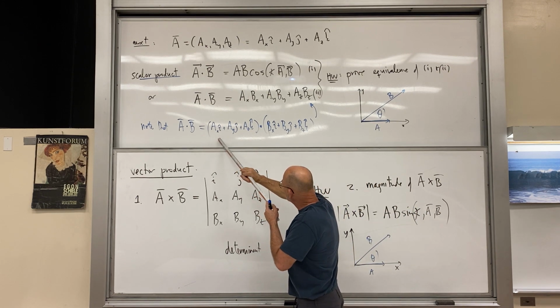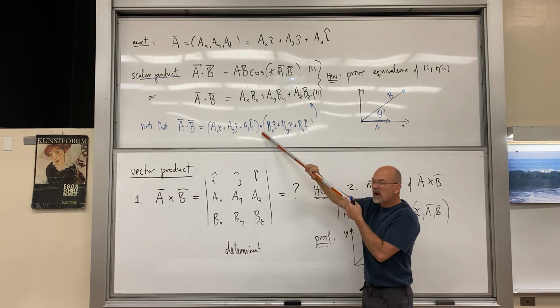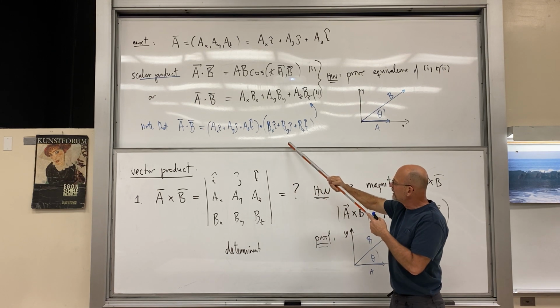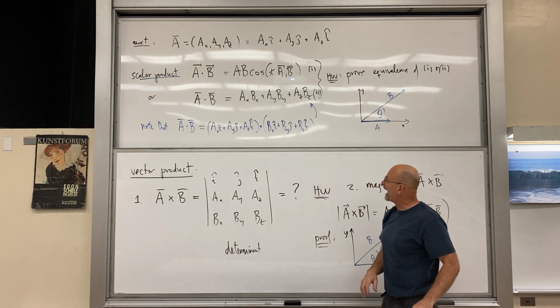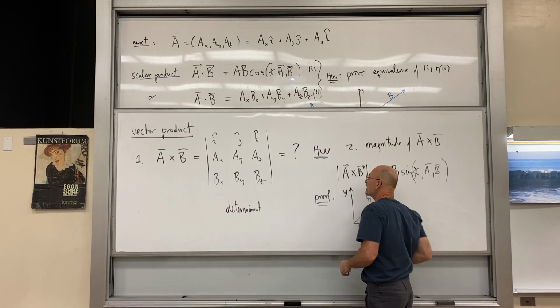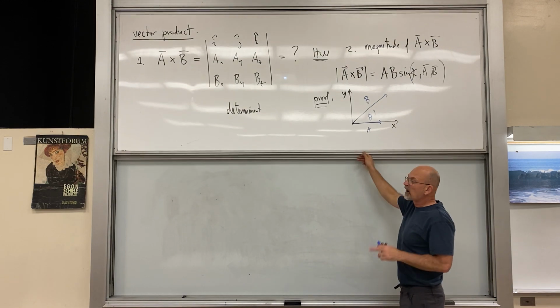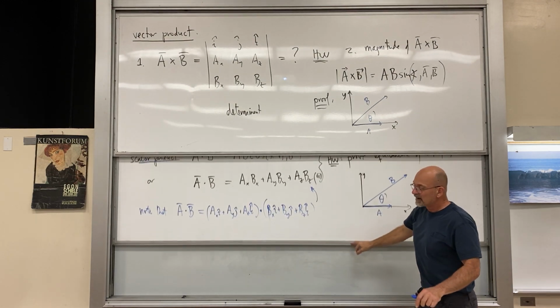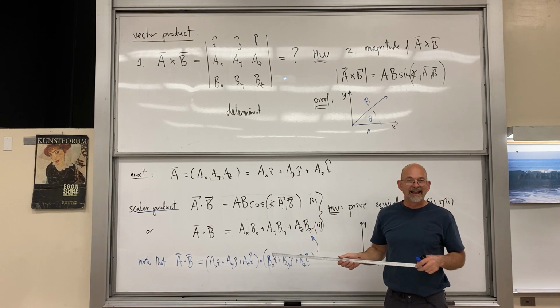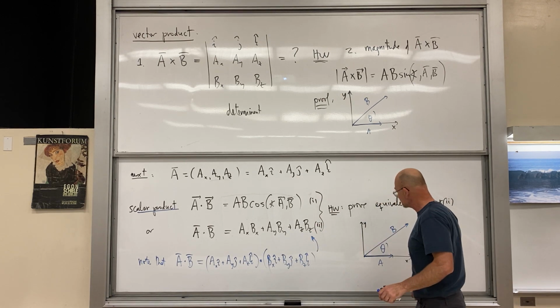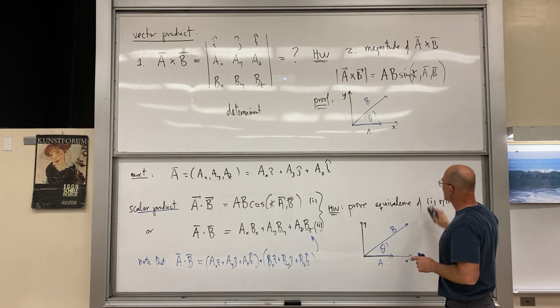Now you could do A cross B and set these up here with the cross product, but then you have to know something about I hat, J hat, and K hat. So in the conditions of the cross product, I, J, and K hat form what's called a right-hand system. So let's go ahead and erase this.